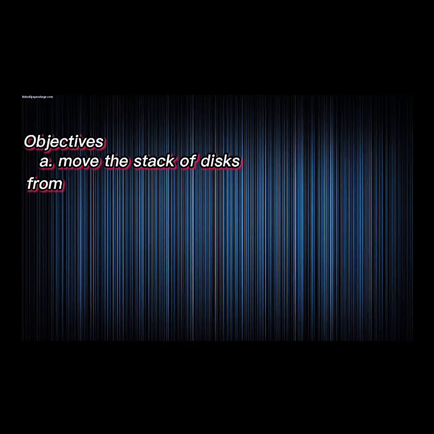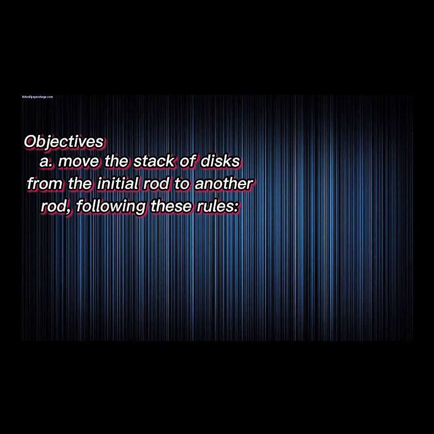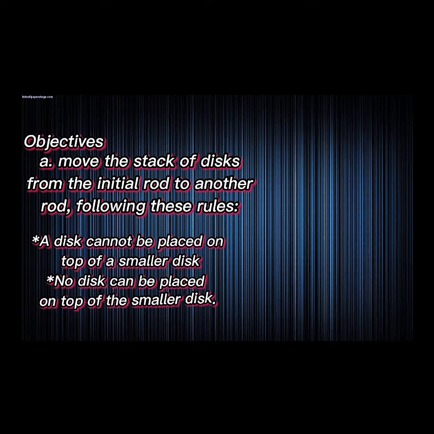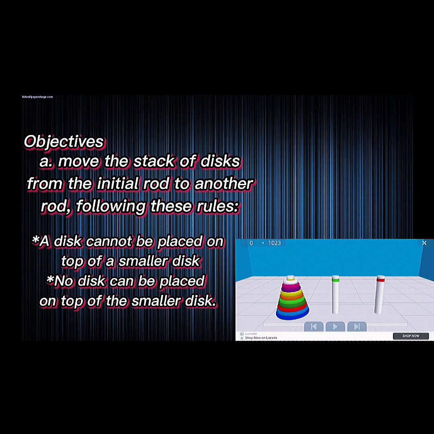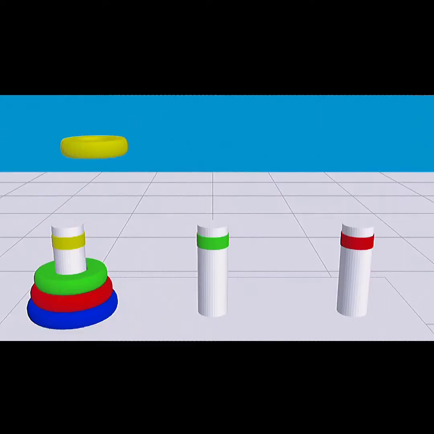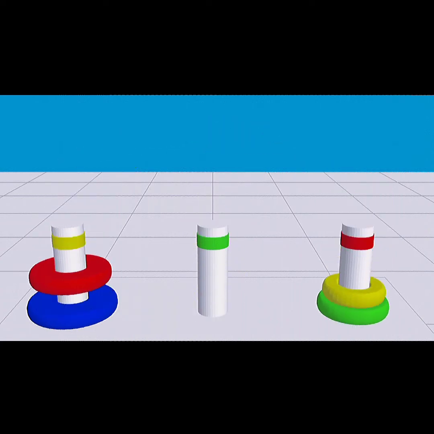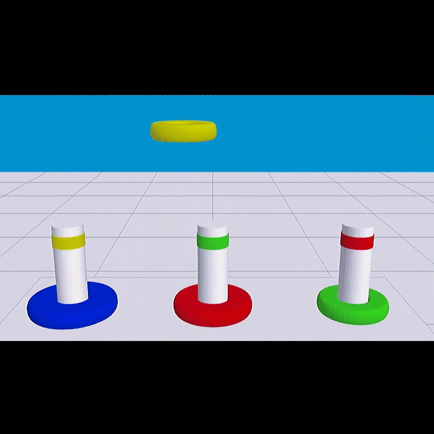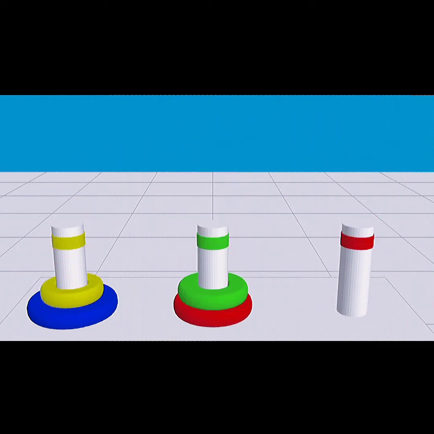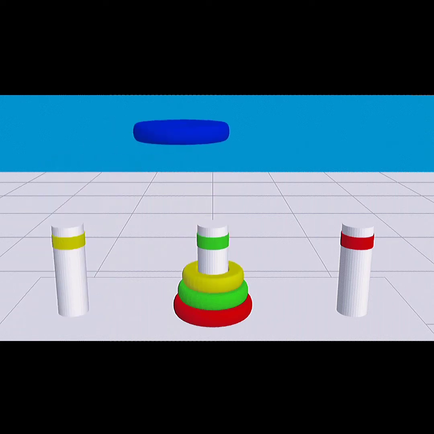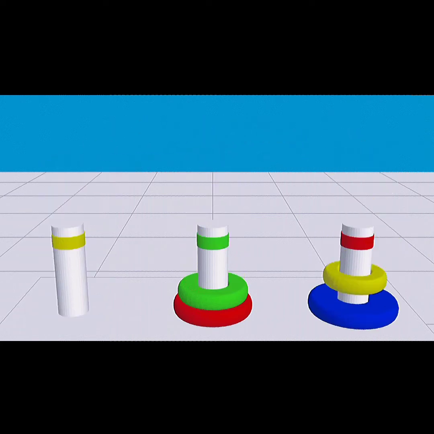The objective of this problem is to move the stack of discs from the initial rod to another rod, following these rules. A disc cannot be placed on top of a smaller disc. The goal is to move all the discs from the leftmost rod to the rightmost rod. Only one disc is moved at a time. When it is moved, it must be moved to another tower. Remember that a large disc could never be placed on top of a smaller one.